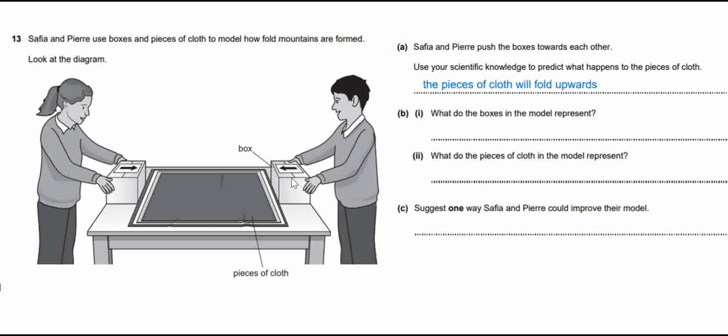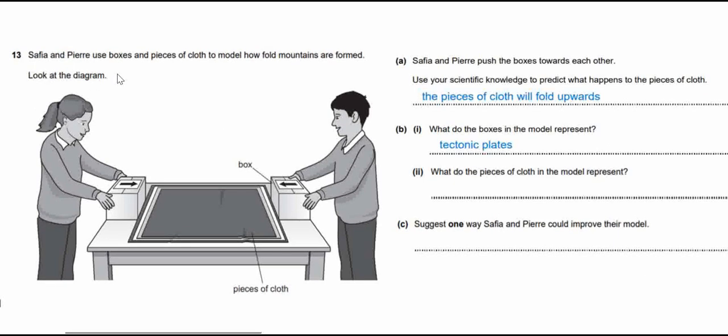Denied. Okay guys, time out. Let's check out the answer. So the box represents tectonic plates. Next, part 2: what do the pieces of clothes in the model represent?